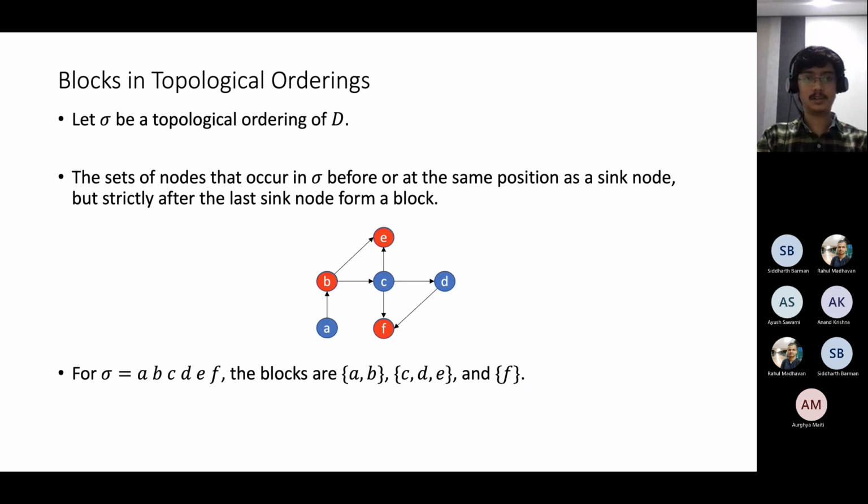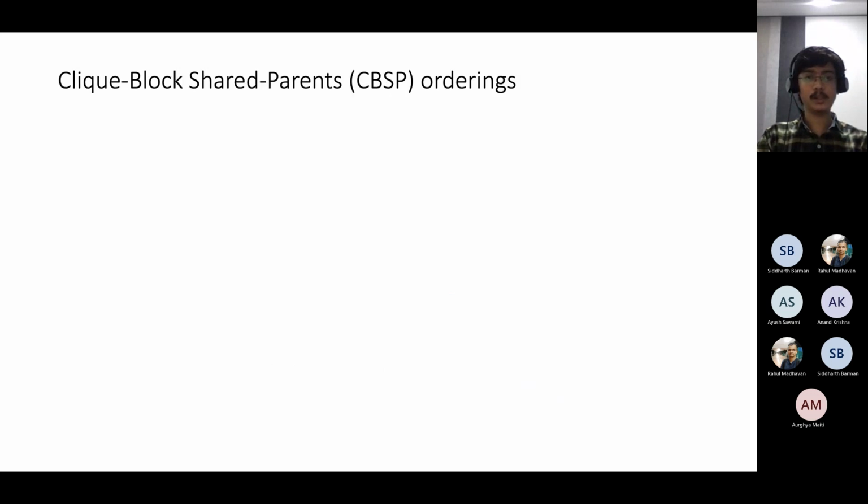Now I'll illustrate the definition of clique block shared parents orderings, which is our main technical contribution and is also the main ingredient to prove our lower bound.